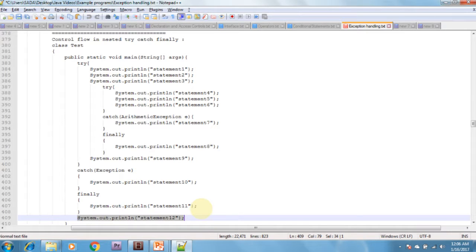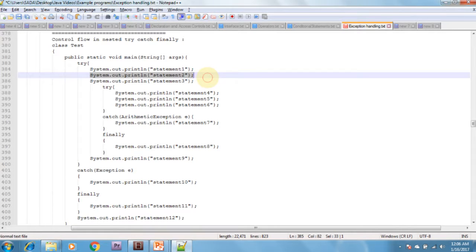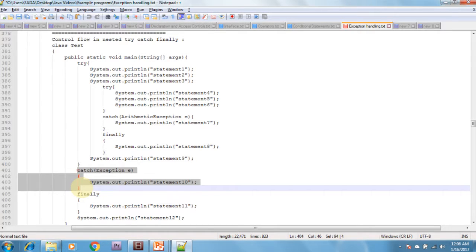Case 2. If an exception is raised at statement 2 and the corresponding catch block matched, see, if you are getting the exception raised here, the corresponding catch block is matched. Now it is the normal termination of the program.